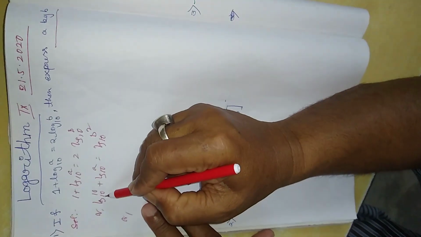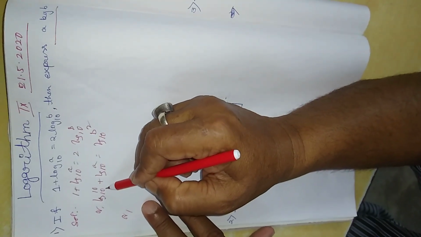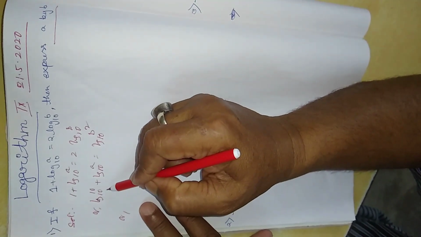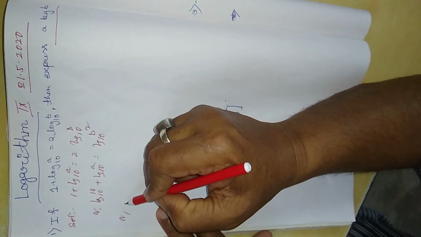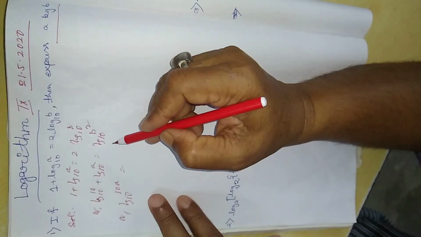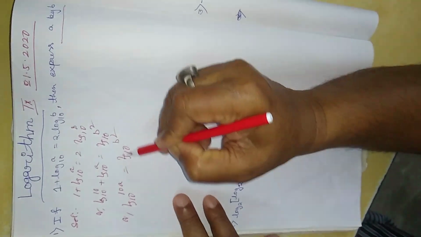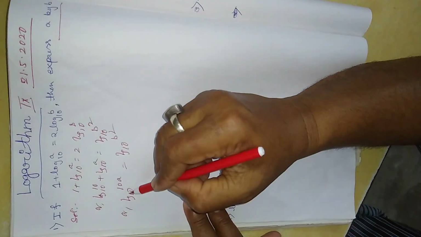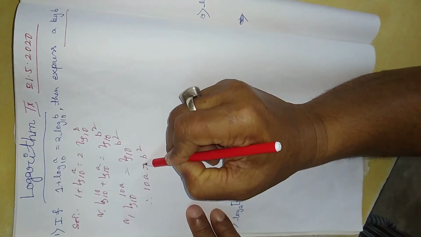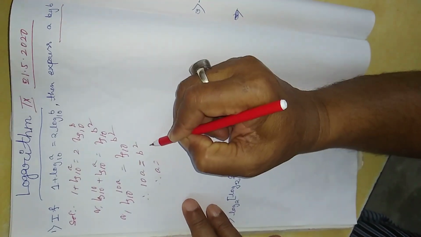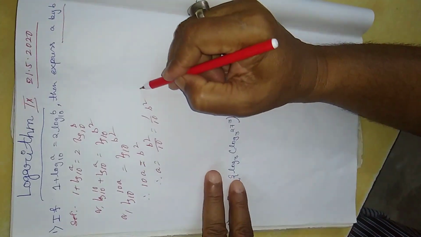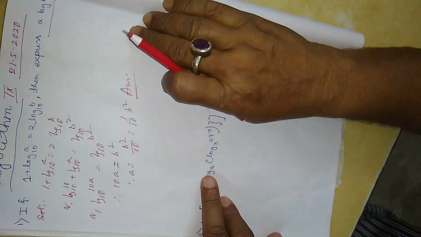Now the first formula: log m plus log n equals log of m into n. Here log 10 plus log a, so log of 10 into a, that is 10a, and log b square. Comparing both sides, both the base is 10, so 10a equals b square. Therefore a equals b square by 10, or you can write 1 by 10 into b square. The sum is very important and very interesting, so you have to do the sum this way.